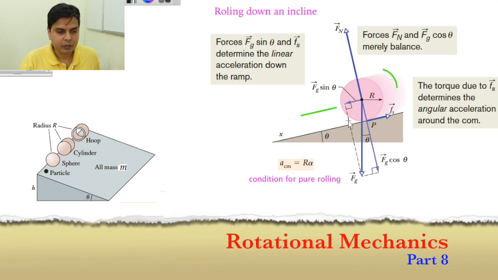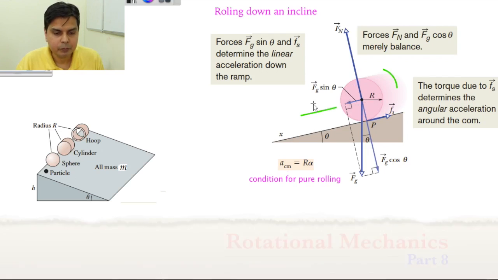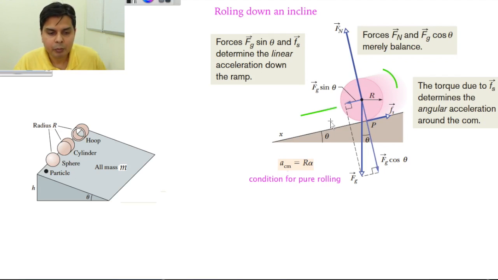So let's analyze this motion by making a free body diagram. Suppose this is my object which is rolling down this incline. What are the forces acting on this object? One is the gravitational force, Fg, which is mg, the weight of the body. Another is the normal reaction, Fn, and third is the force of friction, depending on whether there is slipping or not. So these are the only three forces acting.